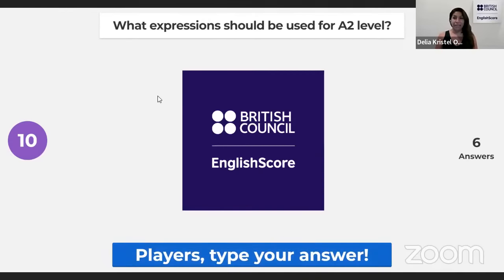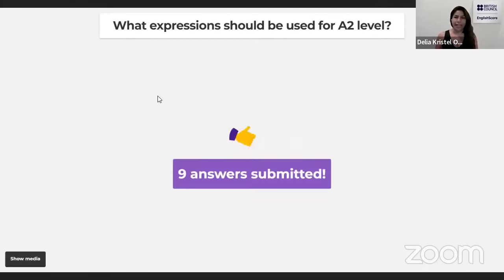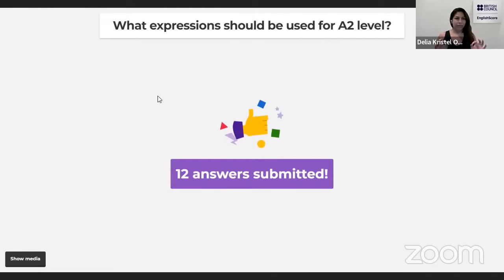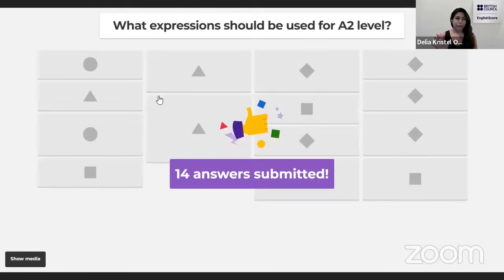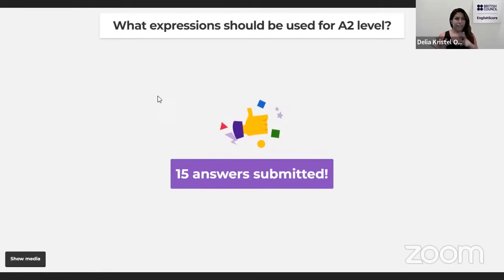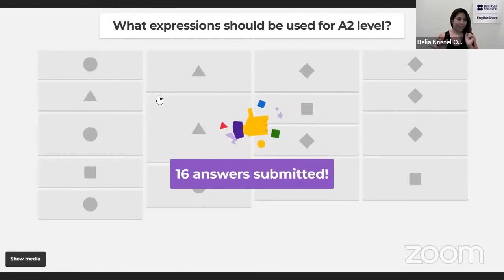Okay, so I have 6 teachers. Yes, explore the booklet, okay? Expressions for A2 level. I am very stubborn, so I count until 5 to have more people. 4, 3, expressions. Don't forget, I'm asking for expressions. 3, 2, 1.